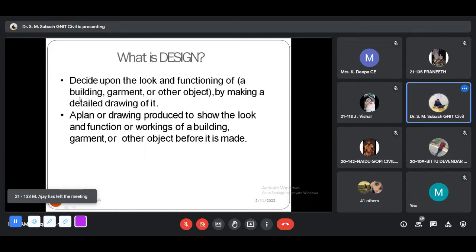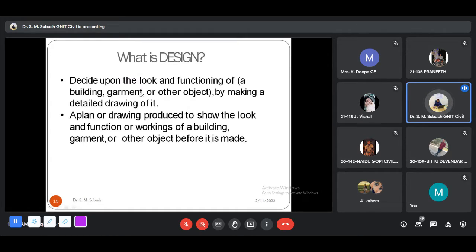What I told, a building or a garment, any cloths we are using, the textures, or any objects, all are products. So dresses, because the cloth, it is the textile industry. It is the one which is earning a huge amount. So that is a garment.